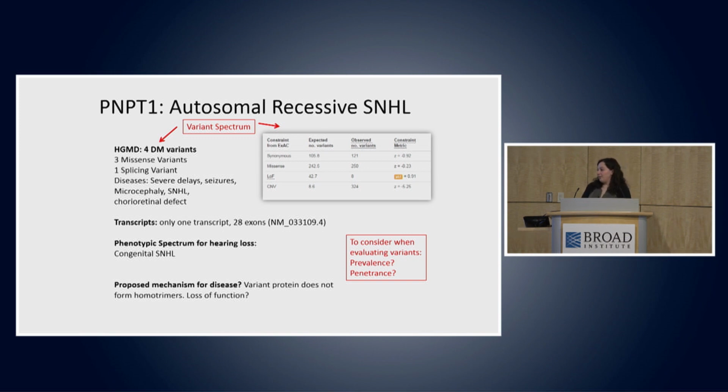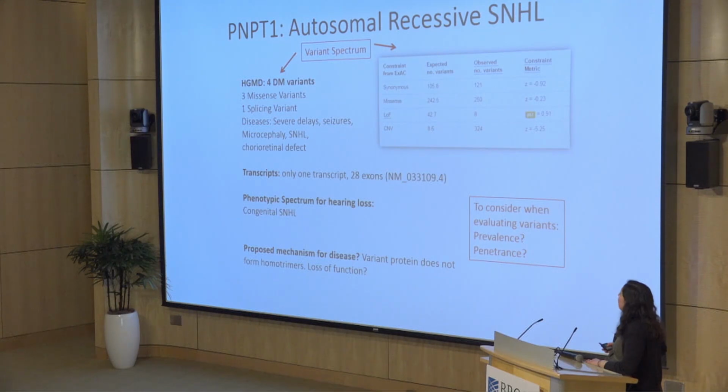And we want to ask if there's anything that's going to suggest anything about the proposed mechanism for disease. In this case, experimental evidence showed that the variant protein does not form homotrimers, so potentially it could be loss of function. And this is autosomal recessive, so potentially it might be more likely that loss of function could be a disease mechanism in this case. When you're evaluating the variants, as I mentioned, you want to consider the prevalence and the penetrance of the disease that you're evaluating.